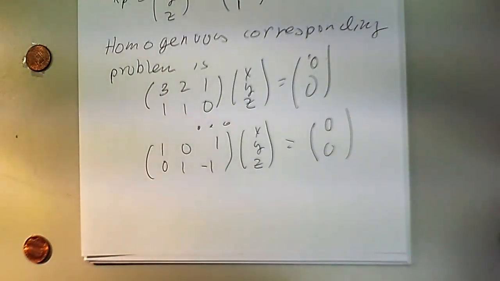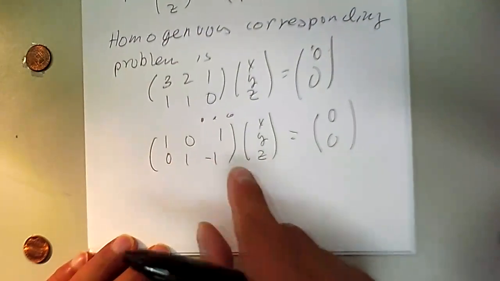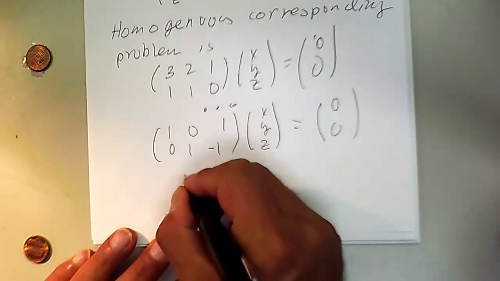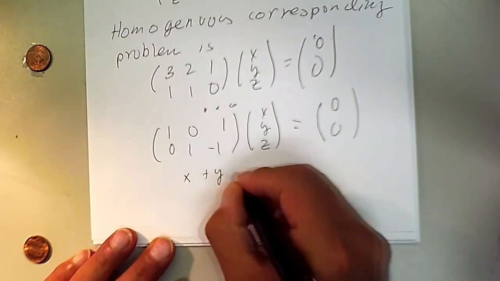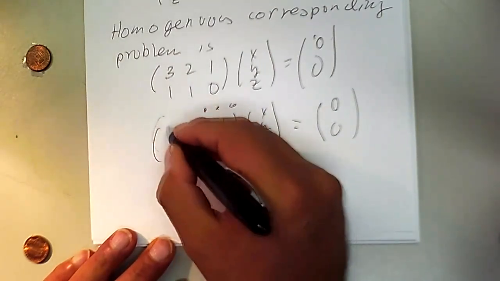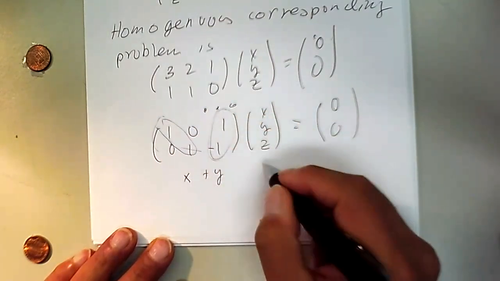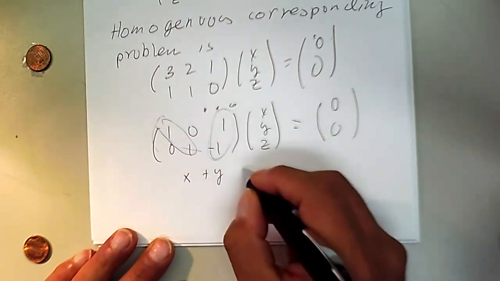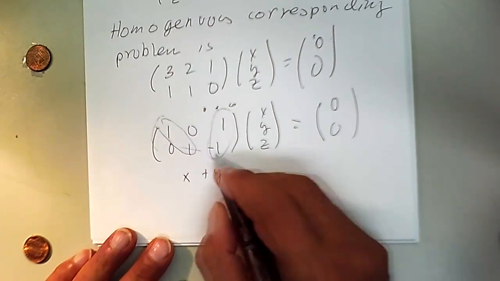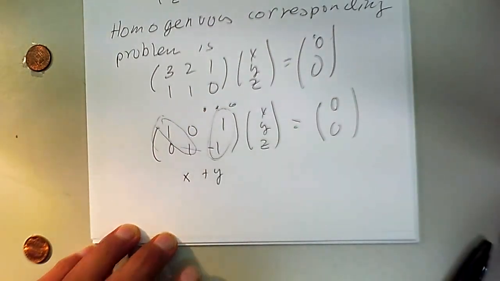Okay. So now let's look at the homogeneous solutions. In this case, we have that x plus y. This is the rank. The rank is 2. There is one free variable, one free column corresponding to one free variable. So whoops, not y, z.